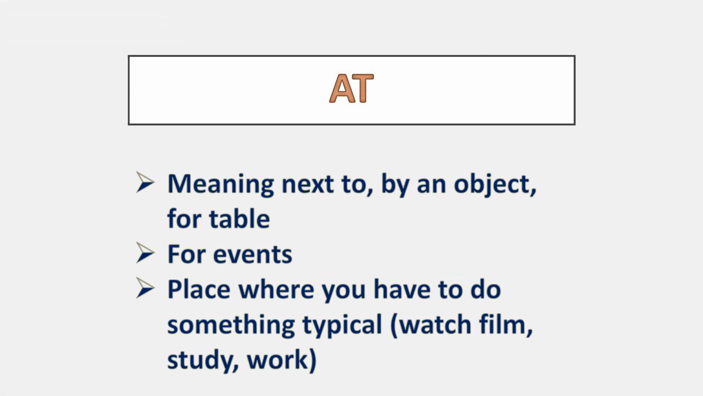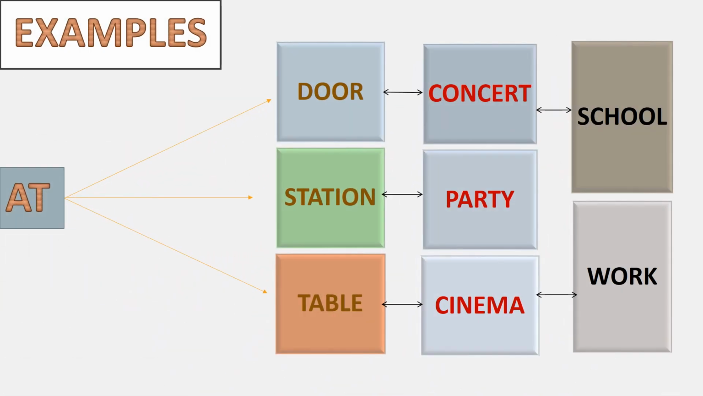"At" is used for meaning next to or by an object, for a table, for events, and for a place where you do something typical like watch a film, study or work. For example, at the door, at the station, at the table, at the concert, at the party, at the cinema, at the school, at work.